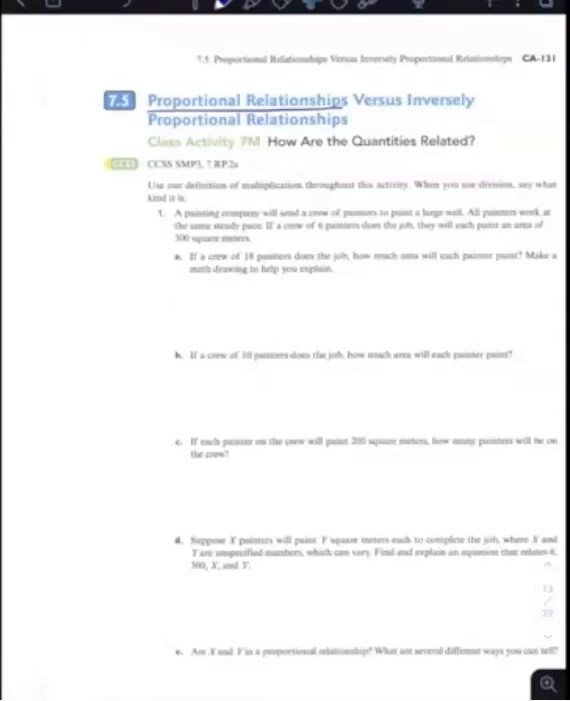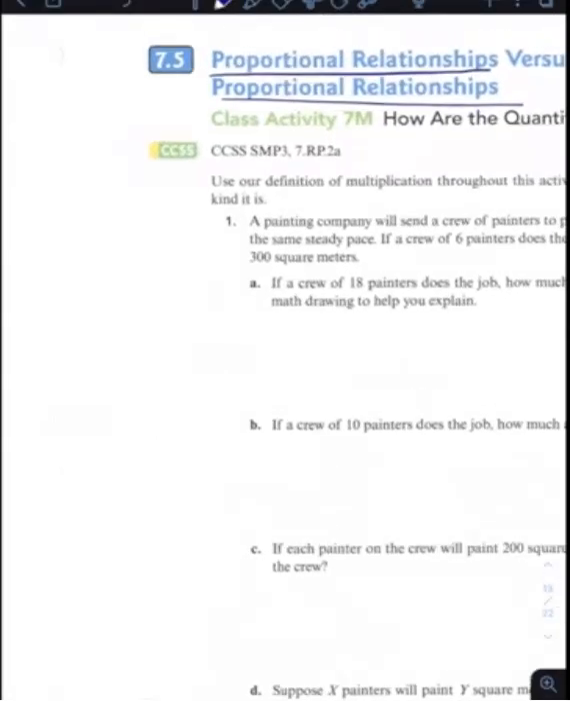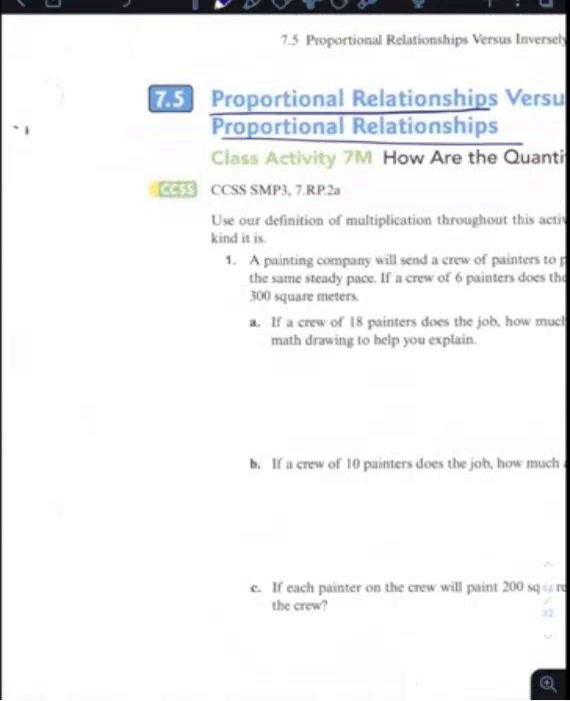Now let's take a careful look at the difference between proportional relationships and inversely proportional relationships. We haven't talked about inversely proportional relationships yet, but we've talked at length about proportional relationships. We know that there are multiple representations.